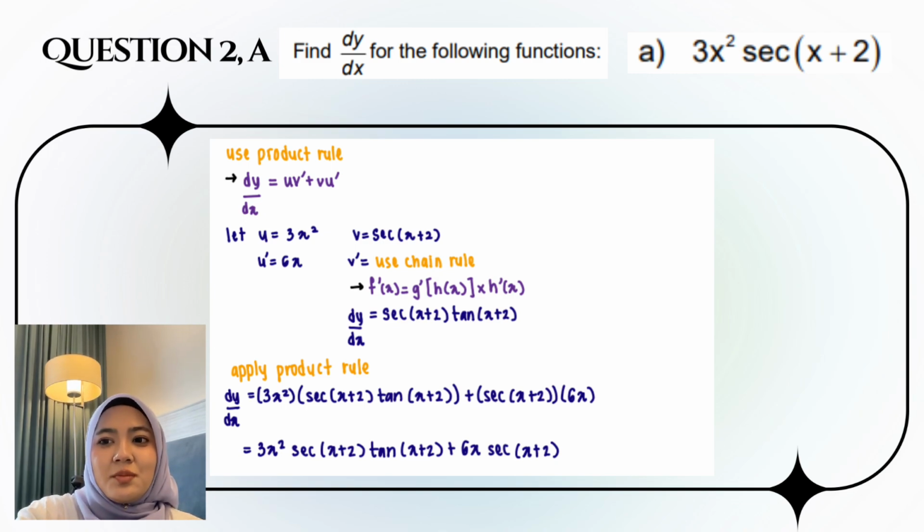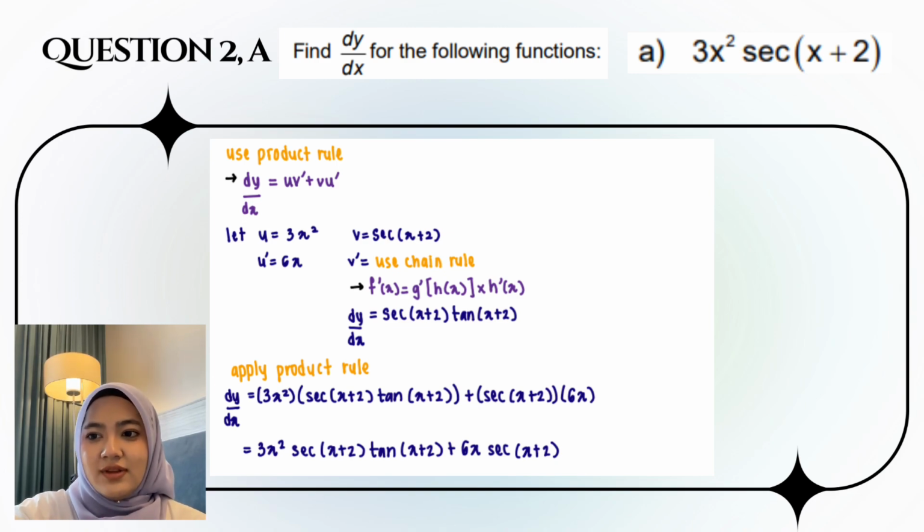So the formula for product rule is dy over dx is equal to u v prime plus v u prime. So then we will let u equal to 3x squared and v equals to sec(x plus 2). To find the u prime, we just need to differentiate the u. So we will get 6x. And to find the v prime, we will use the chain rule because sec(x plus 2) is a composite function. So we will get sec(x plus 2) tan(x plus 2).